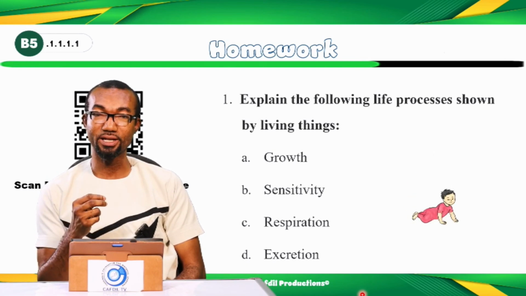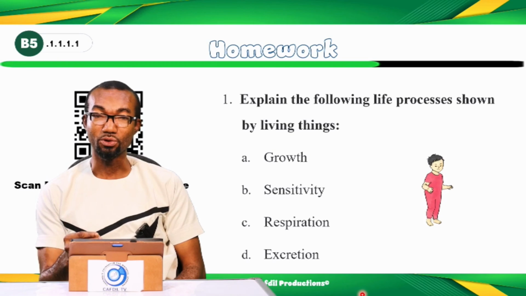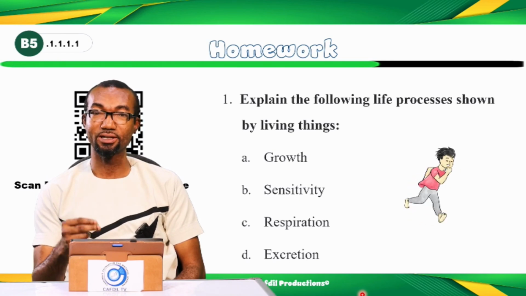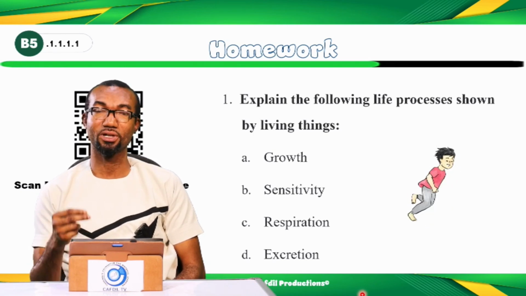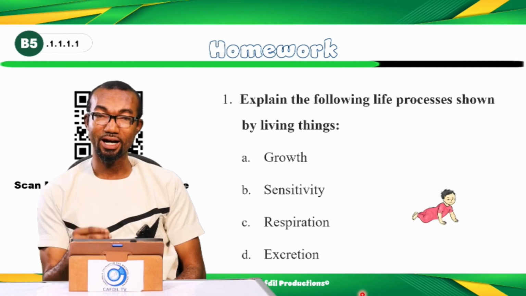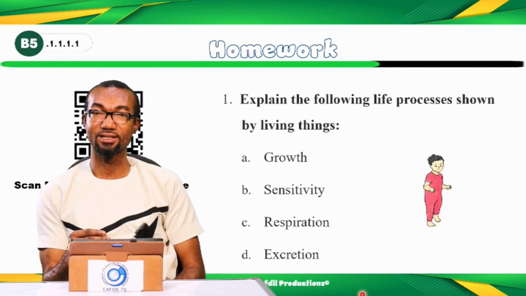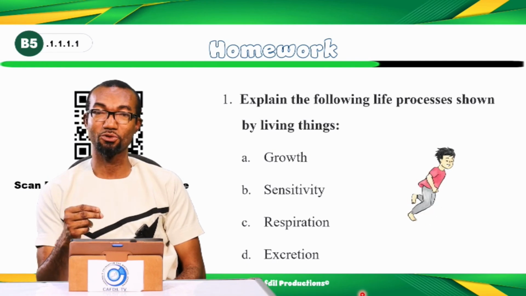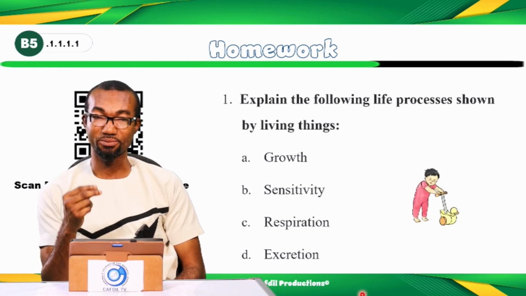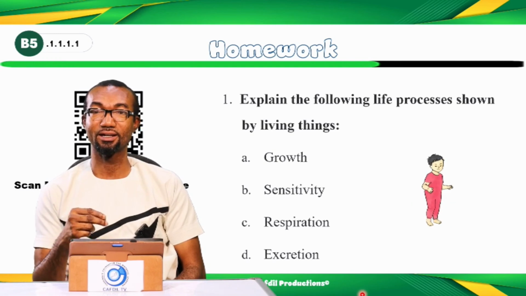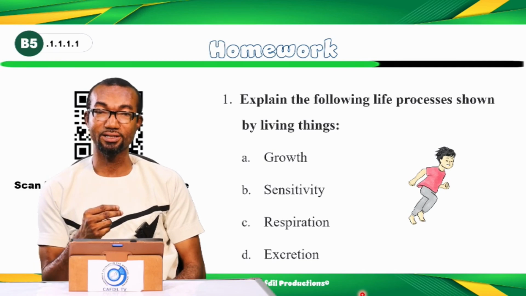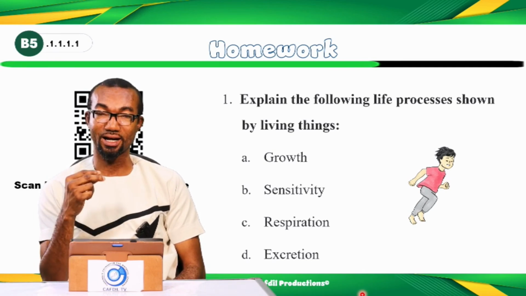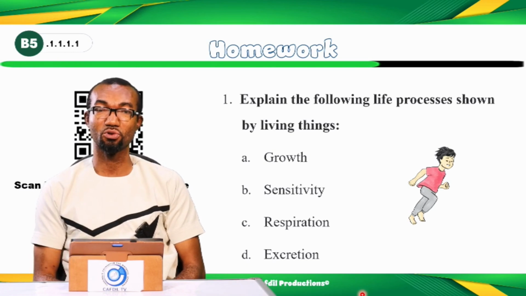If you are explaining, you tell me growth, and then you explain the growth using human beings, animals, and then plants. When you come to the sensitivity, explain how human beings sense things in their environment, how animals also do, how some plants also do. Respiration, how human beings take in air, how animals take in air, how plants also take in air. And then excretion, how plants, animals, and then human beings also remove waste.